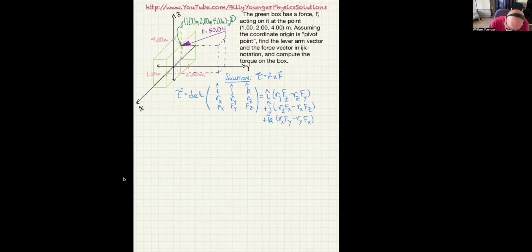So for starters, what I see when I look at the lever arm vector, the lever arm vector is the vector that goes from the pivot point to the point of application of force. We said the pivot point is going to be the origin. So that suggests that we should actually have a lever arm vector that goes from the origin to that point right there. So that's our lever arm vector. You can see that in order to get to that point, I could go from the origin, which is where the starting is, 1 meter in the positive x direction, and then 2 meters in the positive y direction, and then 4 meters in the positive z direction.